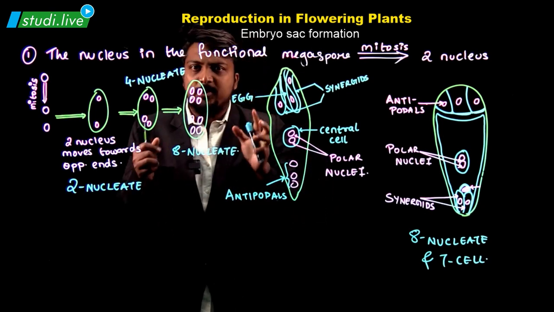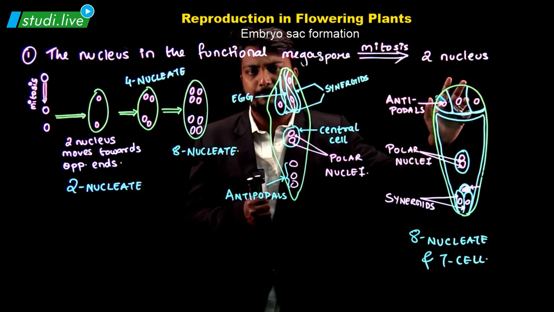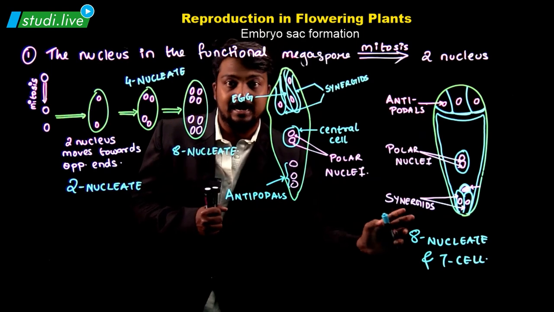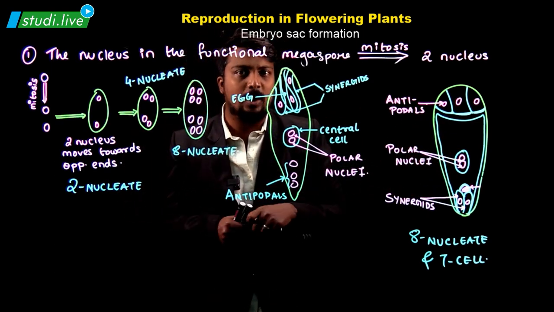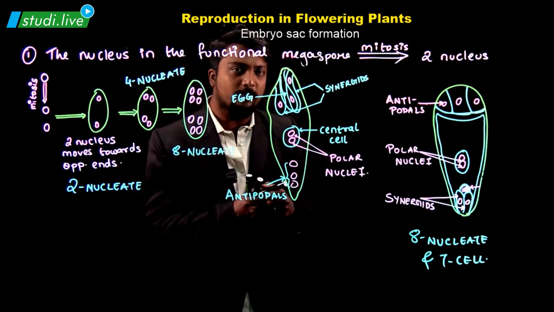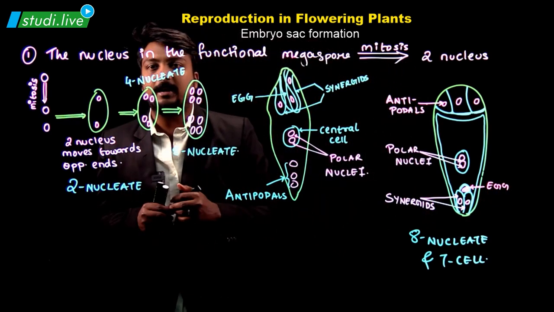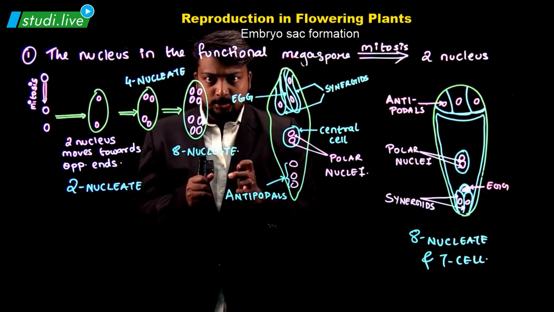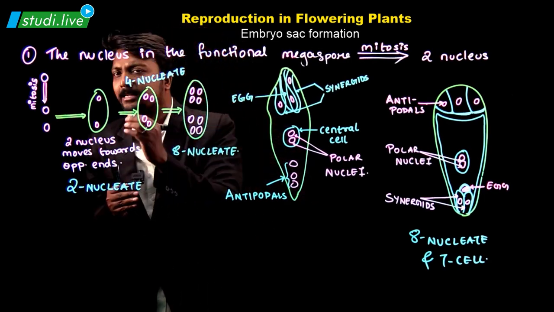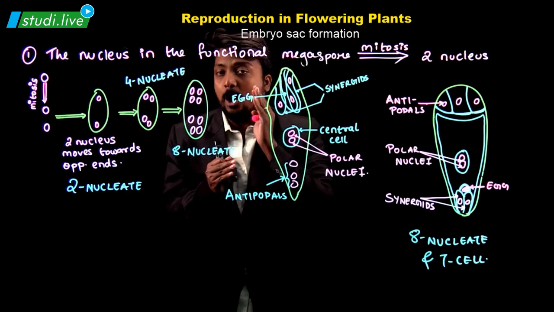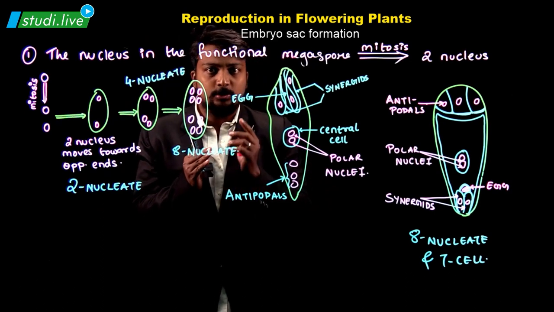Okay, kids. So obviously, now let us just go through this diagram again. What you have is, you have the antipodals in the upper part and the synergids in the lower part. The central cell is made up of the polar nuclei. I have not mentioned one name here. You can clearly see one of the cells is missing. That is your egg cell. Right? Now, if we keep on saying the upper part, the lower part, how will you understand the positioning of this embryo sac in the pistil? Right? You should know that.